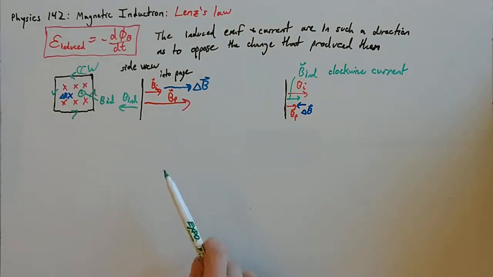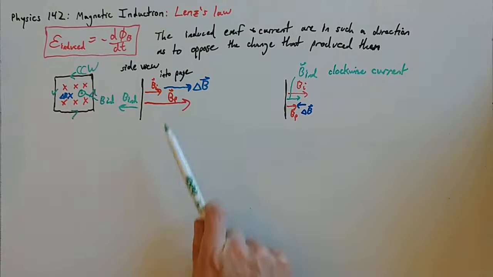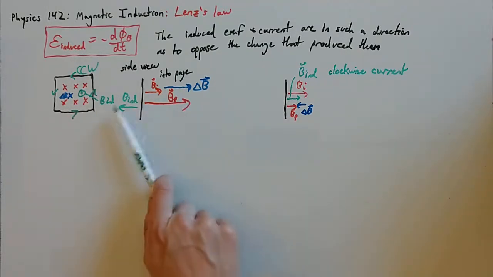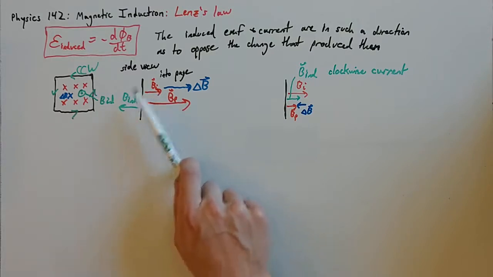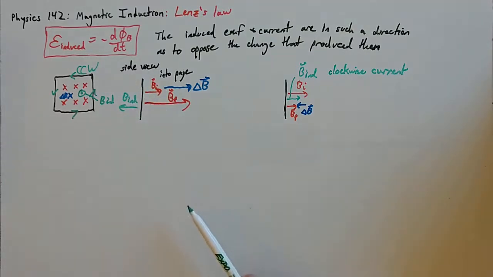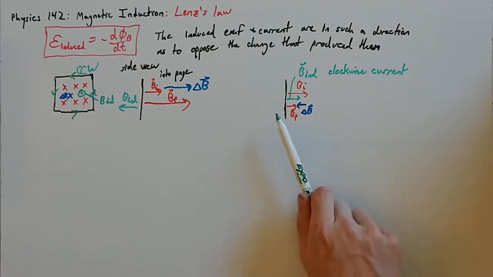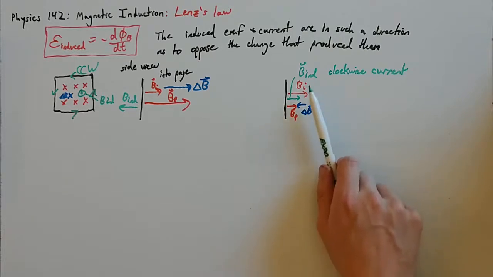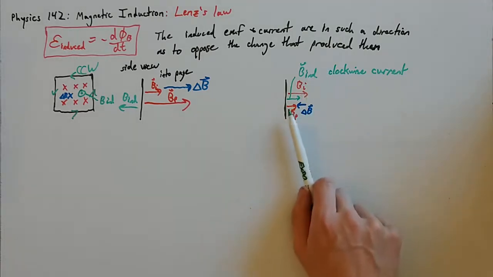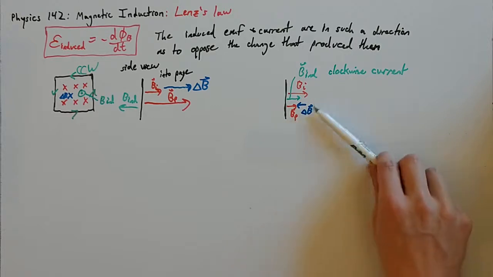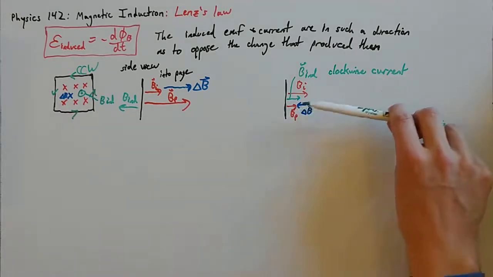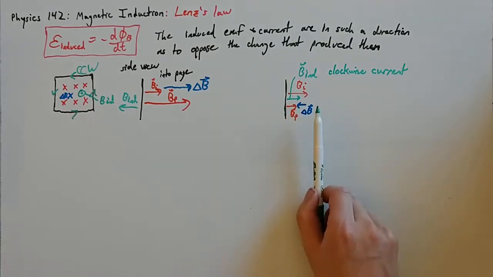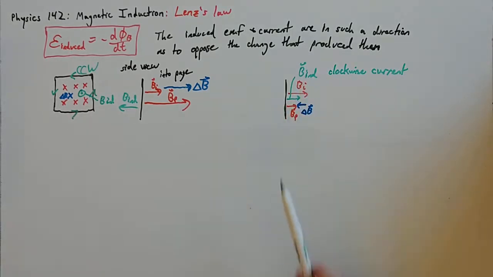So it's the direction of the change that matters. If we're increasing the magnetic field into the page, then I need to induce a magnetic field out of the page. And how do you do that? You do that with counterclockwise current. If instead I'm decreasing the B field, then I need to oppose that change. The change here is now sort of out of the page, to the left. How do I oppose a change that's to the left? I make a field that's to the right. How do I make a field that's to the right? I do that with a clockwise current.